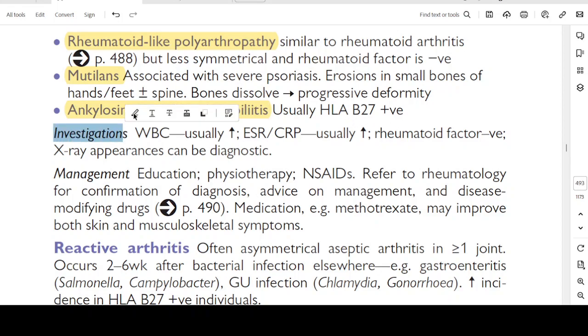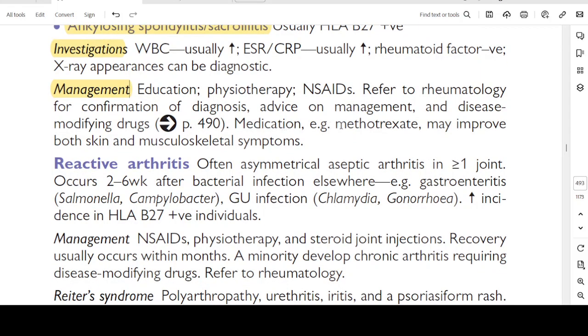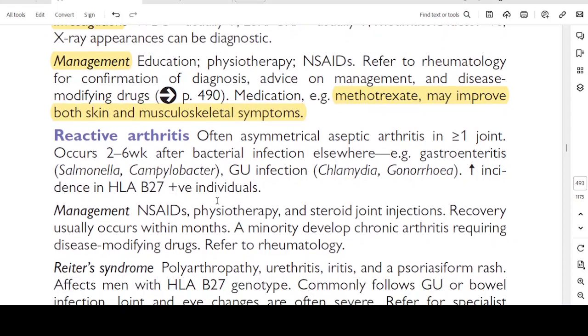Investigations. WBC usually high, ESR and CRP usually high, rheumatoid factor is negative, and X-ray appearance can be diagnostic of psoriatic arthropathy. Management: education, physiotherapy, NSAIDs. Refer to rheumatology for confirmation of diagnosis, advice on management and disease-modifying drugs. Methotrexate may improve both skin and musculoskeletal problems in psoriatic arthritis.